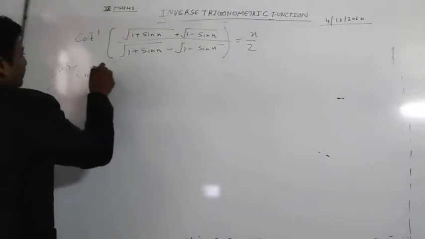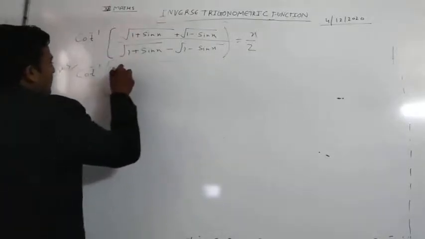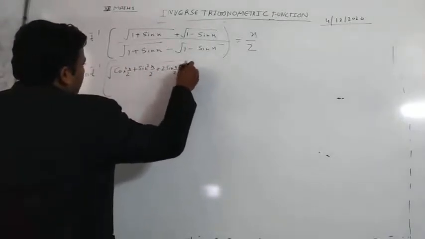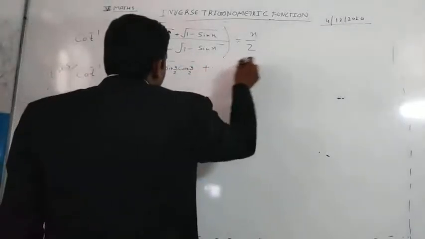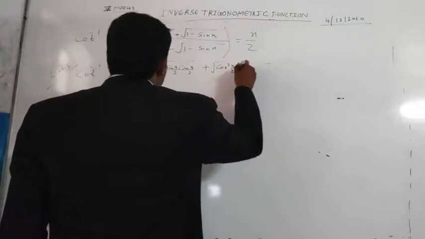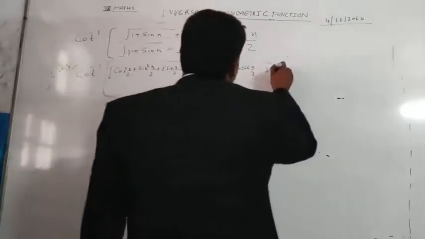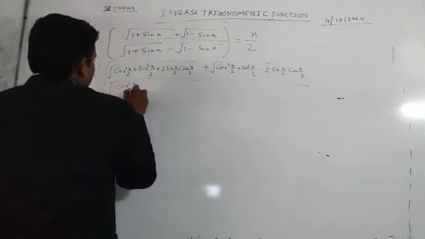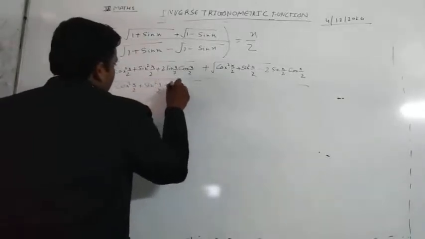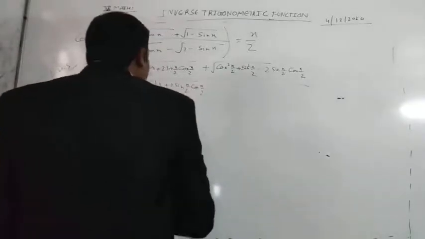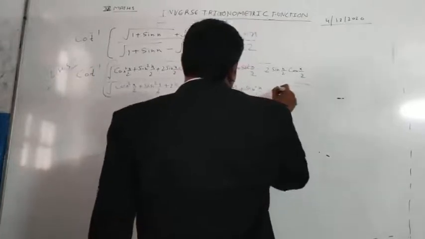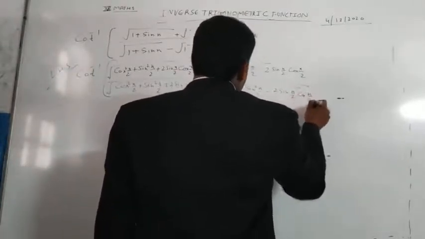Let cot inverse, under the bracket we can write cos square x by 2 plus sin square x by 2 plus 2 sin x by 2 cos x by 2, plus cos square x by 2 plus sin square x by 2 minus 2 sin x by 2 cos x by 2, divided by again cos square x by 2 plus sin square x by 2 plus 2 sin x by 2 cos x by 2, minus cos square x by 2 plus sin square x by 2 minus 2 sin x by 2 cos x by 2.